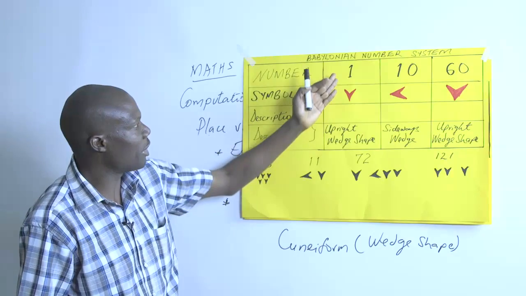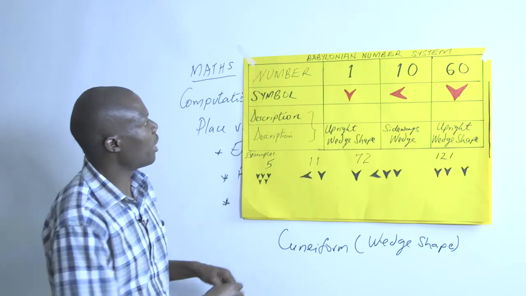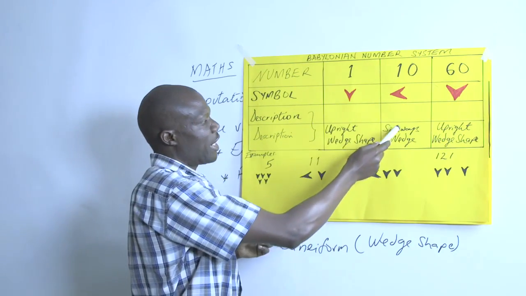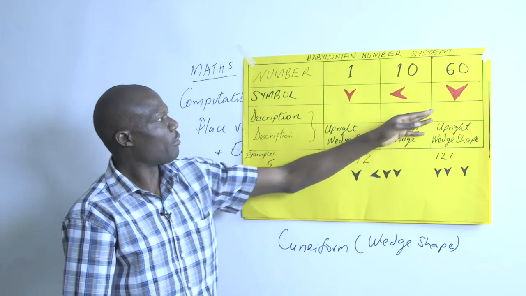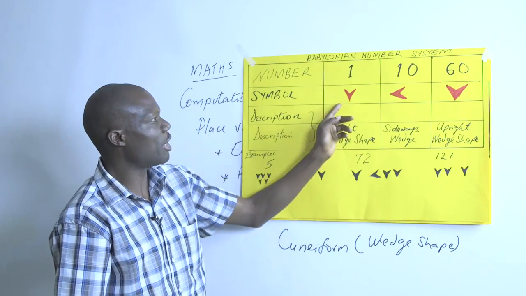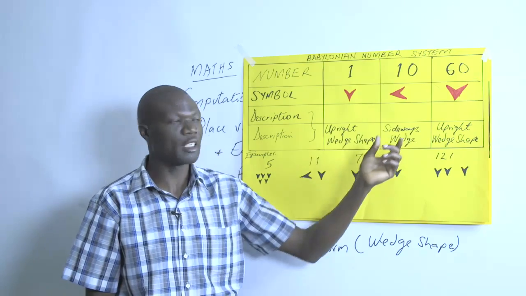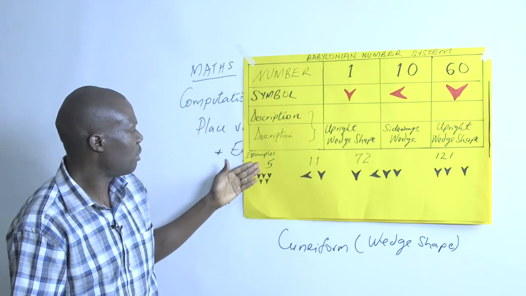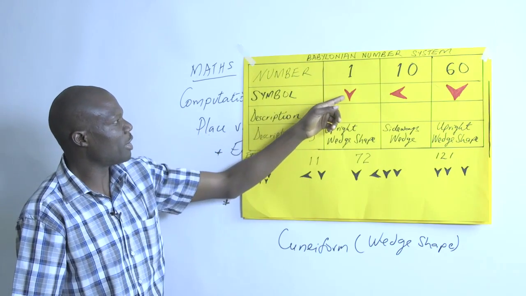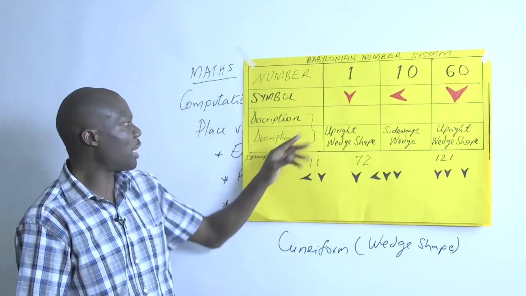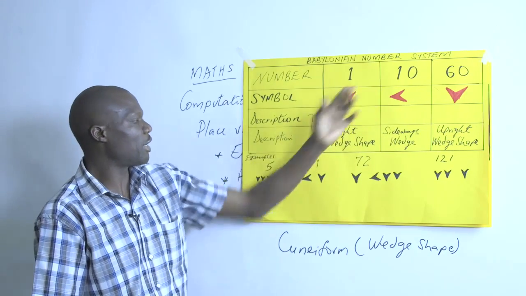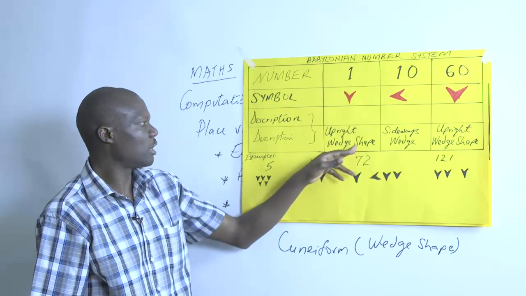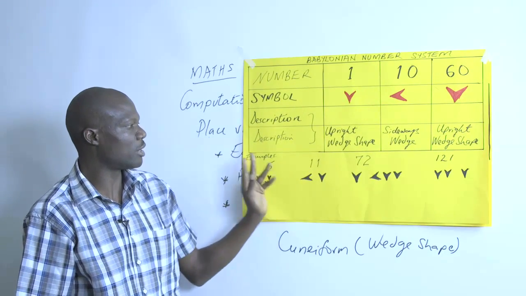To represent the numbers here, they had 1, 10, and 60. For 1, it is an upright wedge shape. For 10, it is a sideways wedge shape facing my left. For 60, it is an upright wedge shape. You realize that 1 and 60 are the same, but as we go on, we shall see how to differentiate between 1 and 60. So, for example, we have 5. To represent 5, we shall require the wedge shape, which represents 1, 5 times. For 11, we have a wedge shape facing sideways for 10, plus an upright wedge, which represents 1. So this is 10 plus 1, this is 11.